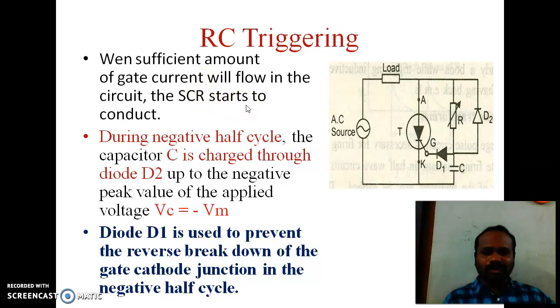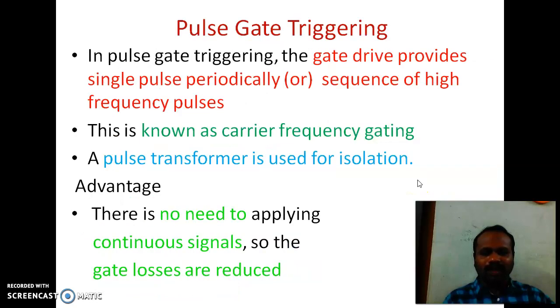Very similar to the positive half cycle, during the negative half cycle, the capacitor is charged to the negative maximum value of the supply. Here also, the diode D1 is used to prevent the reverse breakdown of the gate cathode junction during the negative half cycle. Next one, pulse gate triggering.